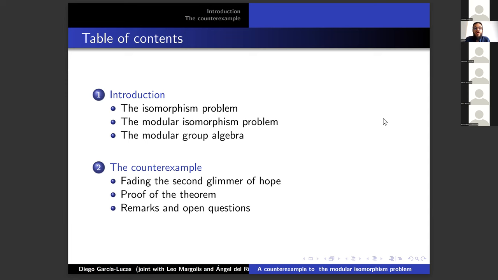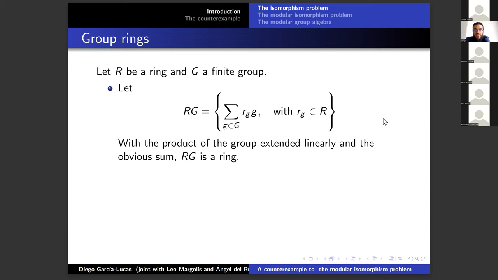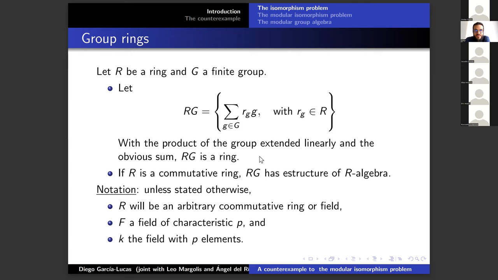In this talk, let R be a ring and G be a finite group. The group ring of G over R is the set of finite sums of elements of the group with coefficients in the ring R. With the obvious sum and the product extended by linearity, this has the structure of a ring. And if we furthermore assume that R is a commutative ring, it has the structure of an R-algebra. In the rest of the talk, we use the following notation. R will denote a commutative ring or a field. F will be an arbitrary field of characteristic p, and K will be the field with p elements.